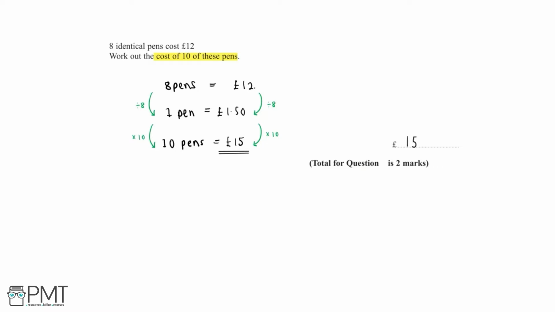Now this question is worth 2 marks. We get the first mark for finding the cost of 1 pen, and we're saying that the cost of 1 pen is equal to £1.50. And the second mark is for multiplying this value by 10 in order to find out that the cost of 10 pens is equal to £15, allowing us to get the full 2 marks needed in this question.